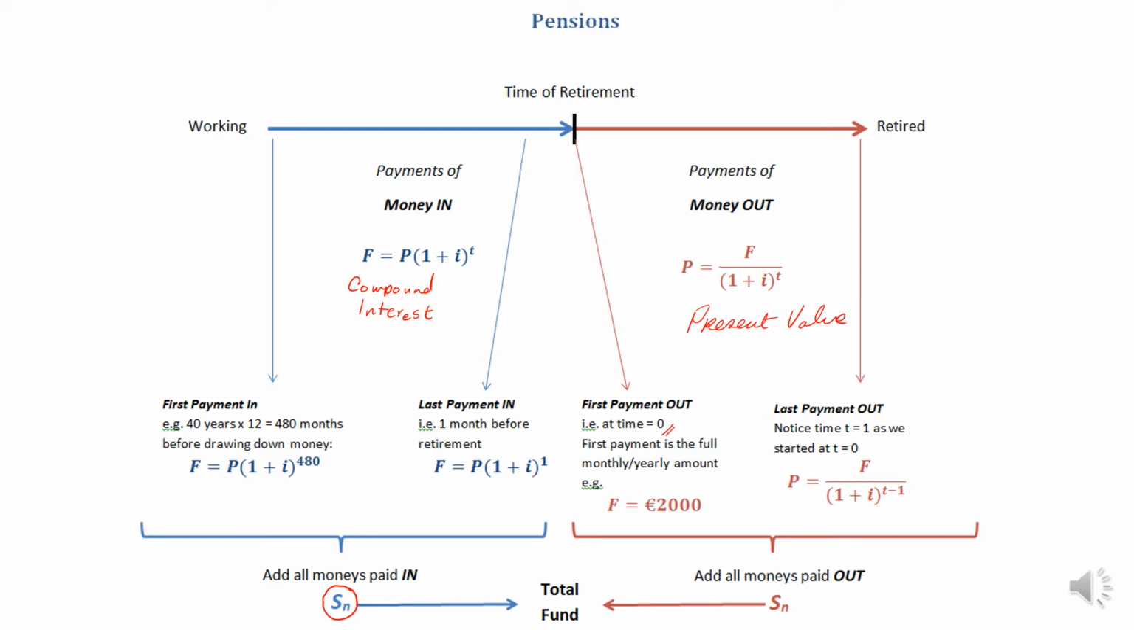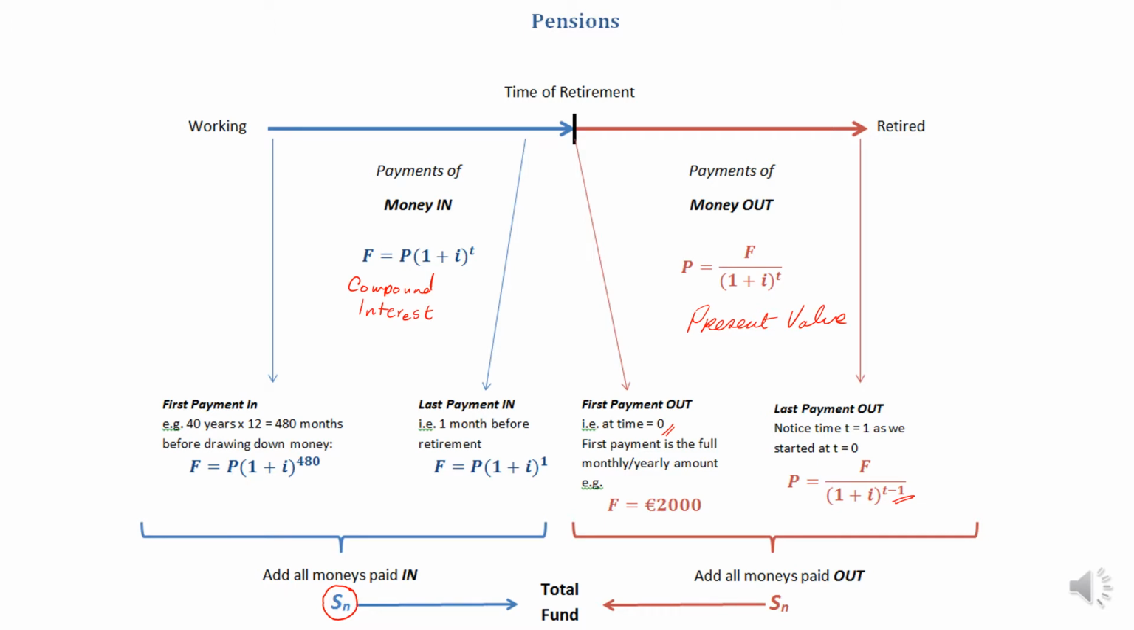We want the amount received to be the same for each payment, so we're using present value, and they're all shown in red here. Notice that the last payment out will be 1 month before the scheme ends, so we use this factor of t minus 1. You'll see that in the example coming.